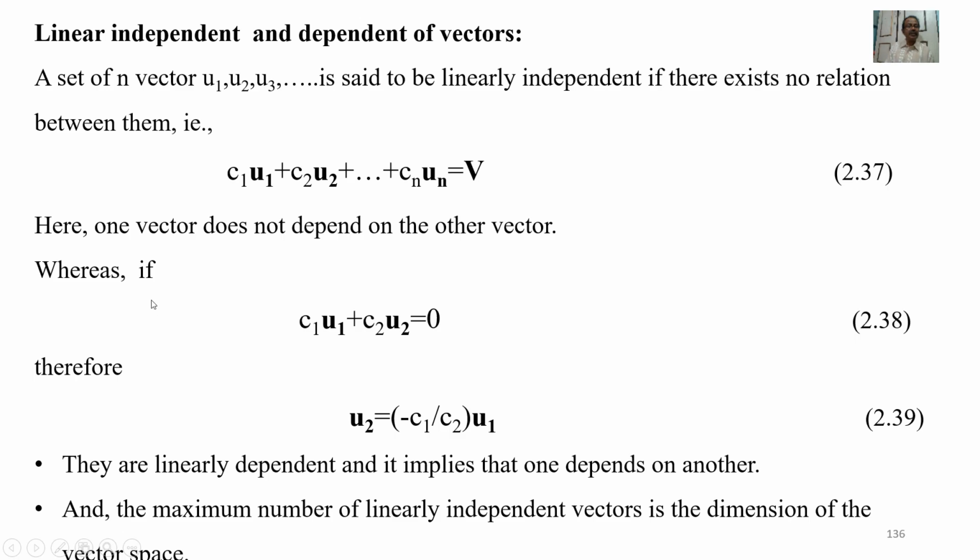Whereas, if C1 U1 plus C2 U2 equals 0, then this expression can be simplified as U2 equals minus C1 by C2 times U1. So here, this vector can be written in terms of another vector. So they are all linearly dependent, which implies that one depends on the other. And the maximum number of linearly independent vectors is the dimension of the vector space.